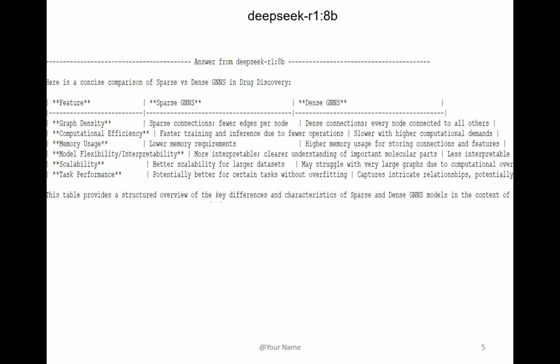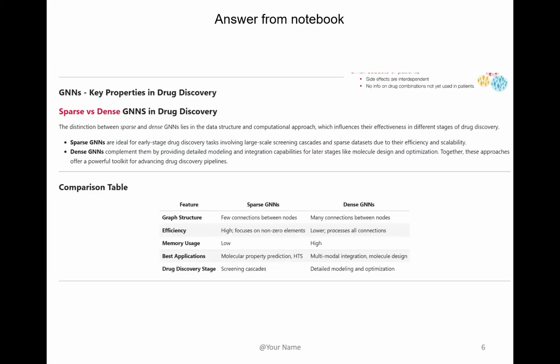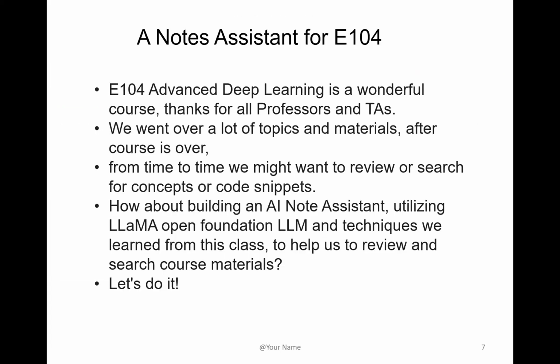Well, this is the DeepSeek R1 answer. It looks even neater and more concise. And this is the answer from that Lab 8 notebook, and the lower part, in fact, is a comparison table. As you can see, it's not bad for all three models, although some of them are a little bit superfluous.